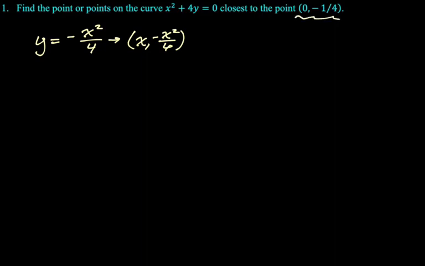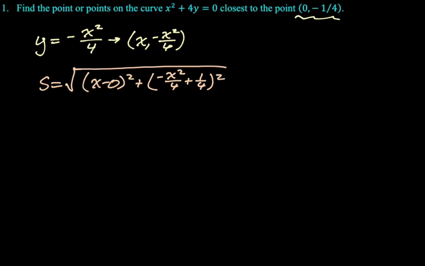So (0, negative 1/4) is not on the curve, because if it was on the curve, it would be a point on the curve and it would be the closest point. So it's not on it, but I want the distance between them. I'm going to use the good old-fashioned distance formula. That's just x2 minus x1 squared plus y2 minus y1 squared, and then square root the whole thing. So that's going to look like this, and I'm going to try to minimize this. To minimize a function, I want to find the derivative, set the derivative equal to 0, and try to solve. So here goes the derivative.